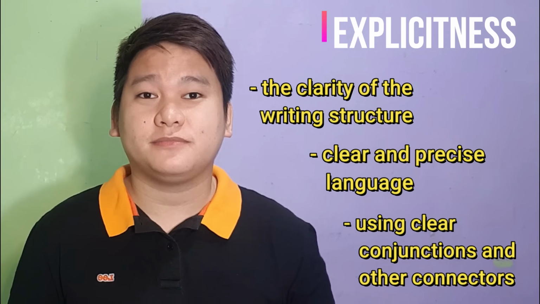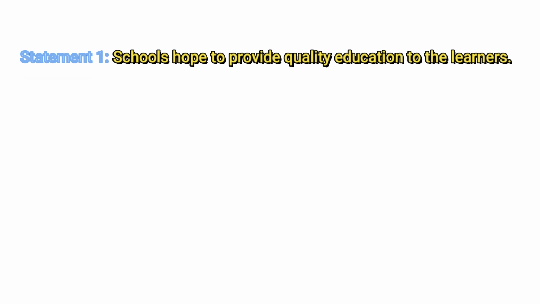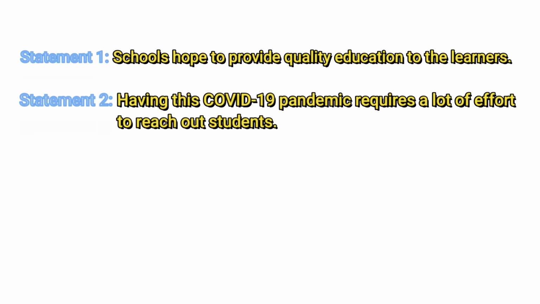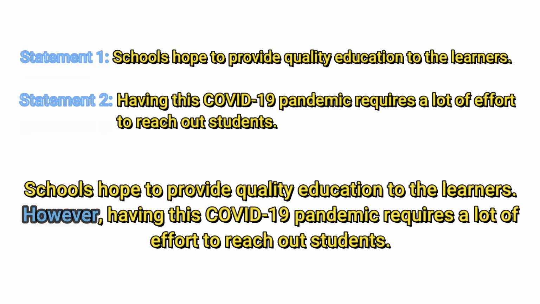Look at this example. Schools hope to provide quality education to learners. Having this COVID-19 pandemic requires a lot of effort to reach out to students. There are two statements here, but the two are contrasting to one another, so you need a clear connector to join these statements together explicitly. Kaya naglagay tayo ng however para magdugtong at mapakita ang koneksyon ng dalawa. Ito pa ang ibang halimbawa ng connectors na pwede mong gamitin.